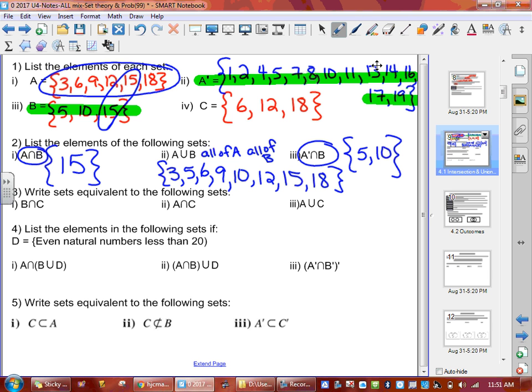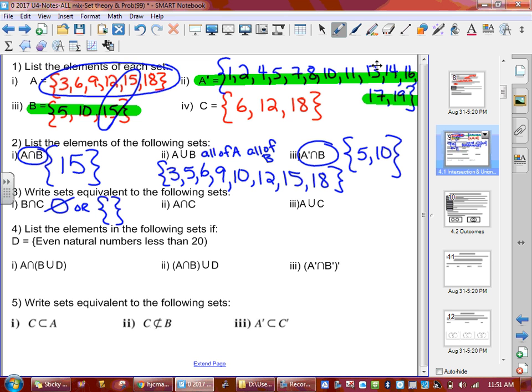Okay, let's try to write the ones that are equivalent to B and C. What's B and C referring to? It's the and symbol. So we want the overlap, the identical items, repeated items in B and C. Is there anything in common from B to C? Nothing. So that's an empty set. We can write it two ways, like this, or braces with nothing in it. Empty set. There's nothing there.